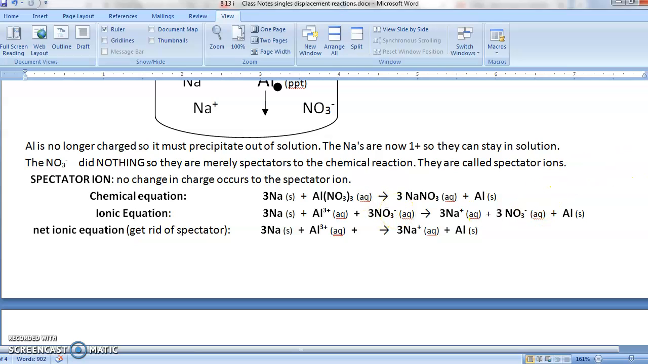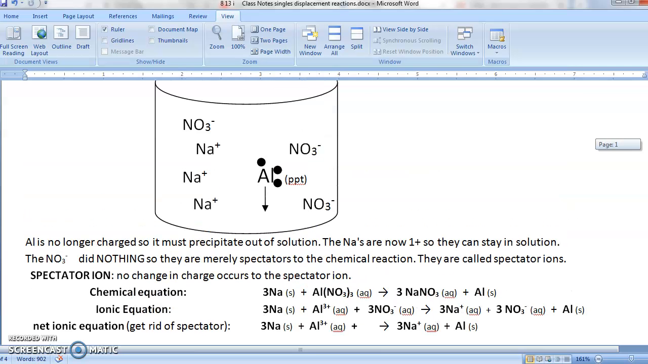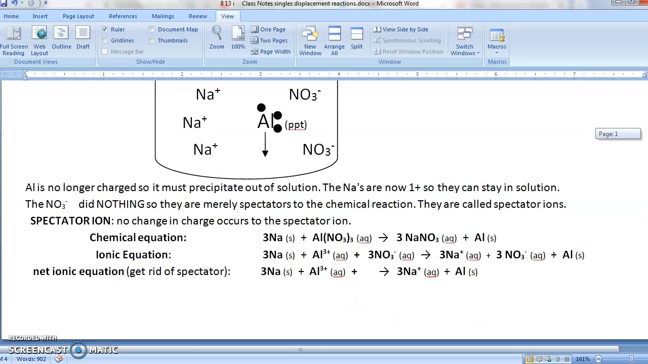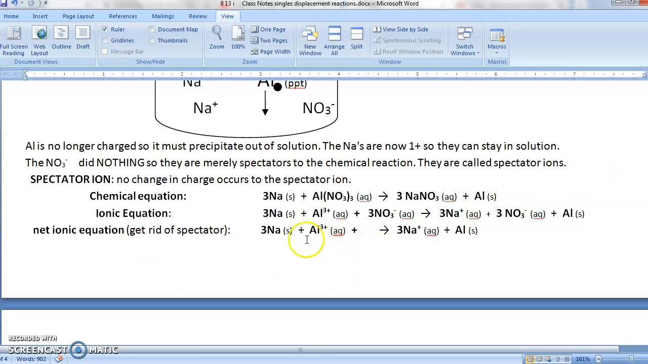When the reaction is over, we can see in this container right here, we now have 3 sodium ions, and they are 1 plus each. We still have our 3 nitrate ions floating around. They're aqueous, and aluminum is no longer floating around. It precipitated out of solution. So the ionic equation is just a way of saying pull the salts apart that are floating around.